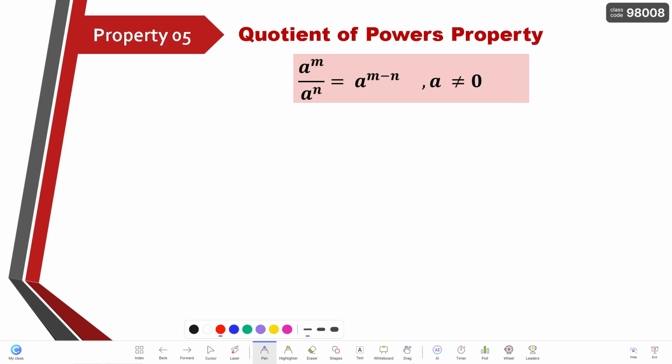So for example, if we have x raised to the power of 5 divided by x raised to the power of 2, we can simply write x and then find the difference between 5 and 2. So this would be equal to x raised to the power of 3, and a does not equal 0, or the denominator here shouldn't be equal to 0, since any denominator of 0 makes our expression undefined.